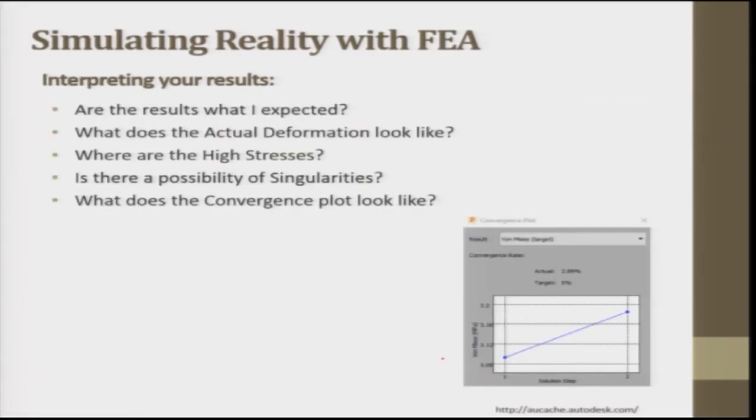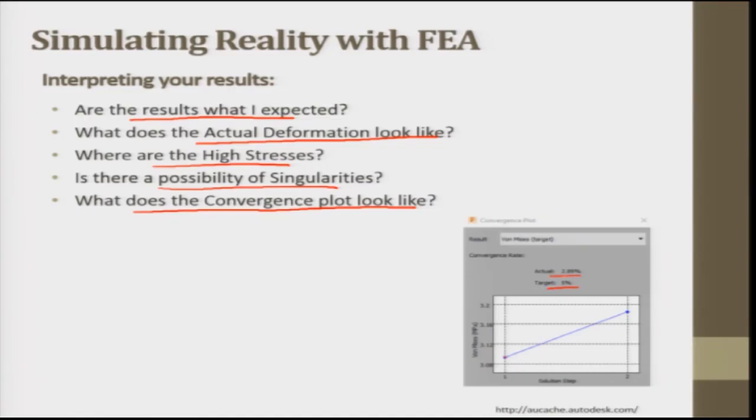So, interpreting the results. What are the results that we expect from here? What does the actual deformation look like? Where are the high stresses? Is there a possibility of singularity? What is singularity? I will just tell. What does the convergence plot look like? These things we need to see. So the baseline target here put was Void masses. This is the Void masses in megapascal, and the solution step is something like this: actual and target.